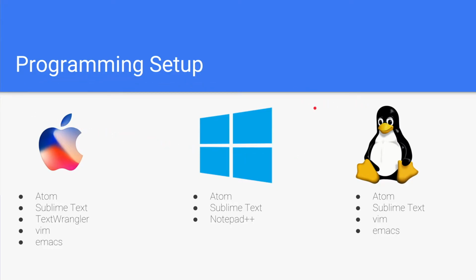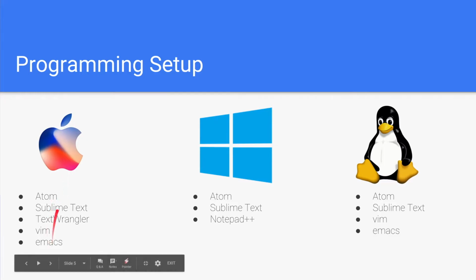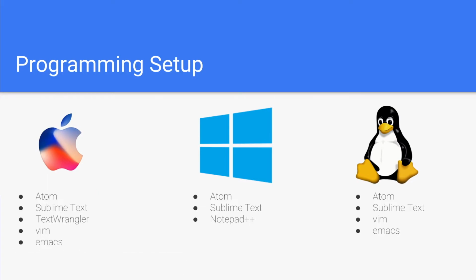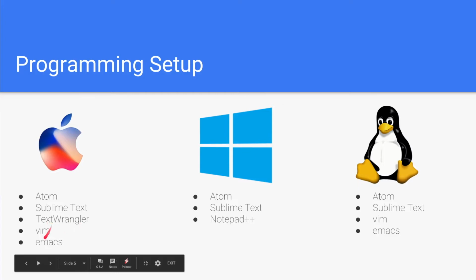So setting up our development environment, there is no right or wrong way to do it. It depends on what operating system you're using. For example, for macOS, or on Apple devices, there are a lot of different text editors or IDEs that you can download. We're going to look into IDEs in the next video, but for now we're just going to set up our development environment with a text editor. So there's Atom, Sublime, TextWrangler, Vim, Emacs on Apple devices.